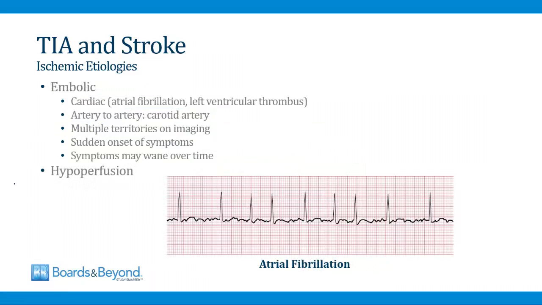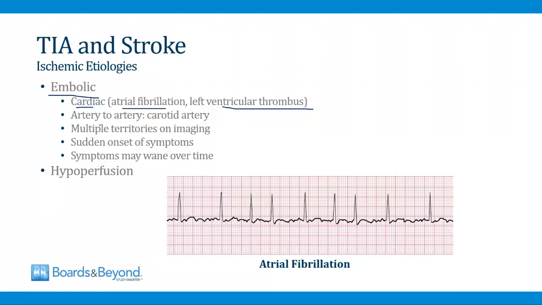The second way you can have an ischemic stroke is from an embolism. These are called embolic strokes. If you have a clot elsewhere in the body that breaks off and travels to the brain, that causes an embolic stroke. And clots commonly form in the heart in patients who have atrial fibrillation or patients who have a left ventricular thrombus, and these clots can cause an embolic stroke.